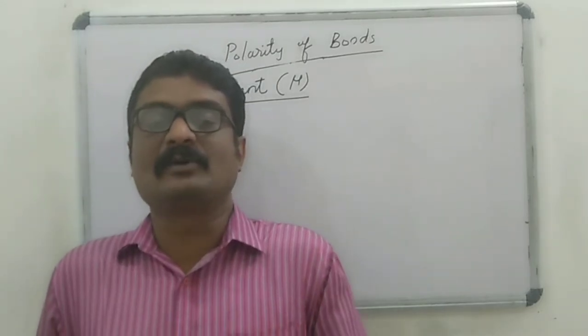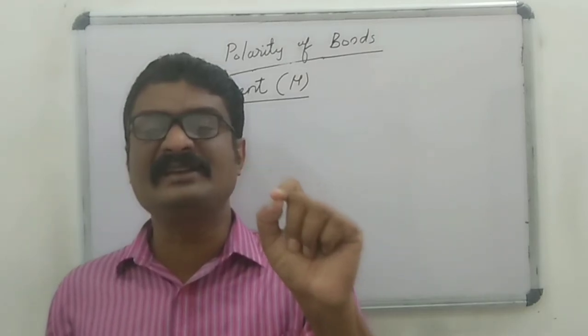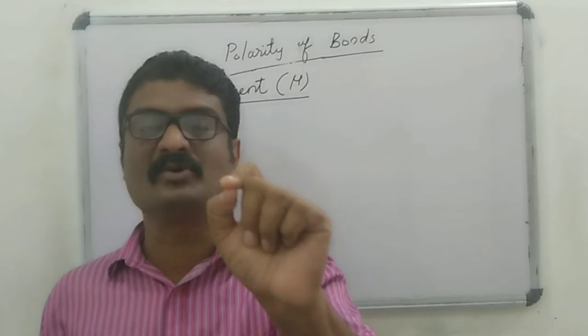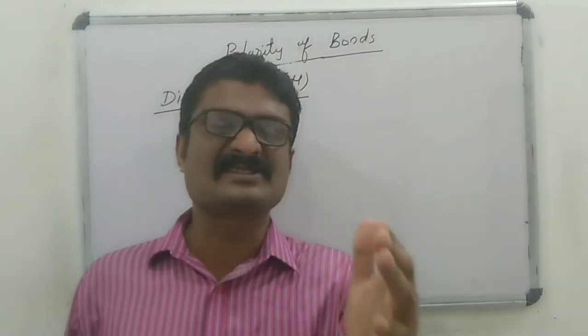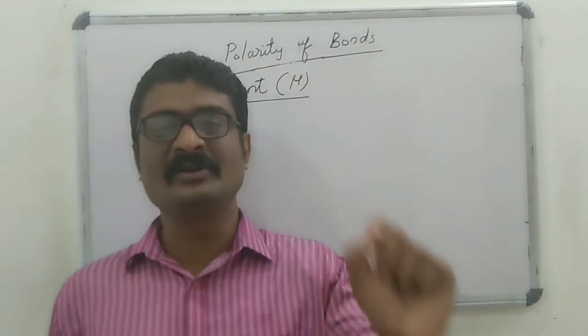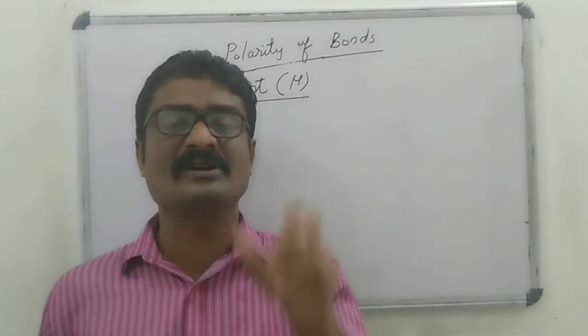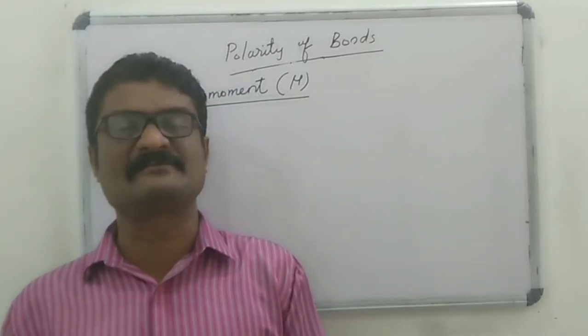What is meant by dipole moment? The degree of polarity of a covalent bond is expressed in terms of dipole moment. ഒരു മോളിക്യൂൾ എത്ര കണ്ട് പോളാർ ആണ് എന്ന കാര്യം നമുക്ക് ഡൈപോൾ മൊമെന്റ് യൂസ് ചെയ്തുകൊണ്ട് എക്സ്പ്ലെയിൻ ചെയ്യാം.